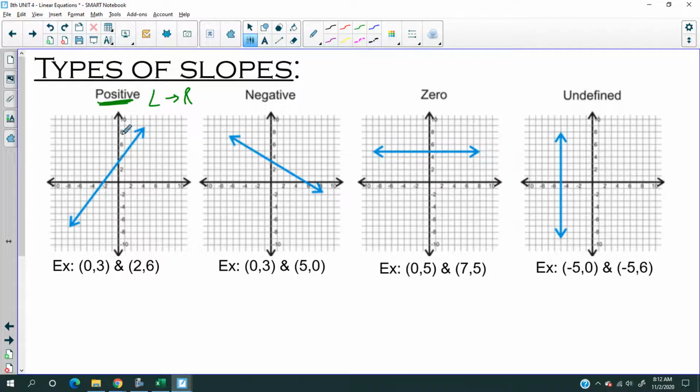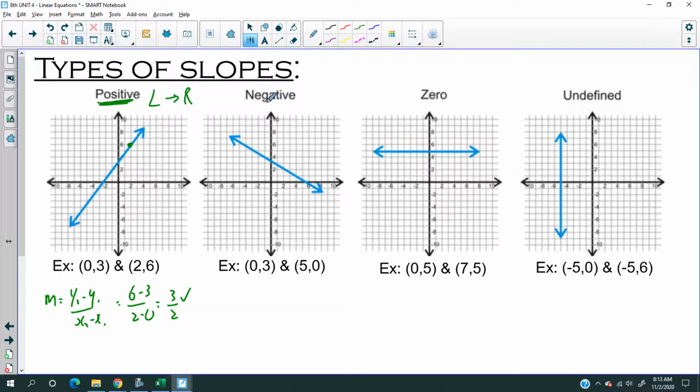What I did was pick any 2 points that lie on the grid, meaning 2, 6 right here, and also 0, 3. Where am I? 0, 3. Okay, maybe not, but close enough. Now I find the slope. Again, I'm going to rewrite the formula, because I'm a good student. 6 minus 3 over 2 minus 0. That's 3 over 2.